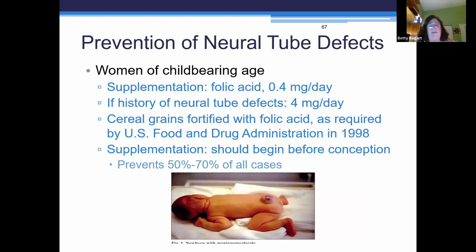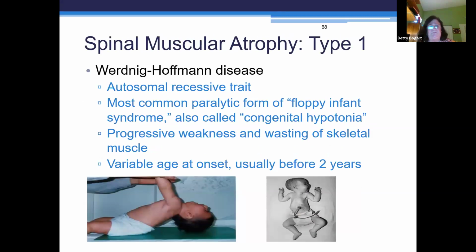We know it's taken that folic acid does help. We don't always know we're getting pregnant though. Now we're going to go into some of those things that can cause muscle wasting. Okay. One of them is Werdnig-Hoffmann. We call it the floppy infant syndrome. It is a recessive trait, so it can be repeated in another child.